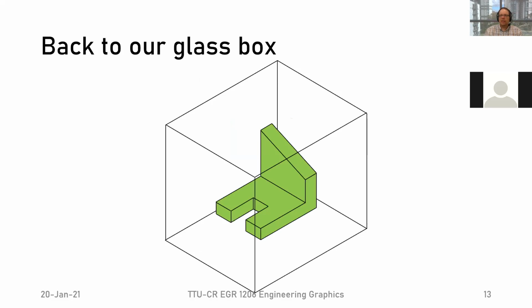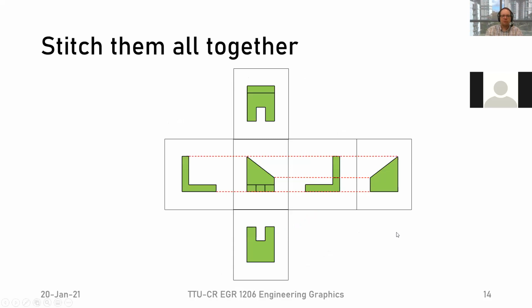So let's go back to our glass box. This is again our object that's sitting in our glass box. And now what we'll do is we're going to unfold this box. We're going to take this front face right here. This is where we're going to start, and we're going to take this box and just flip all the panes as if they were connected on some kind of a rubber piece or something like that. And then if we do that, we get something that looks like this.